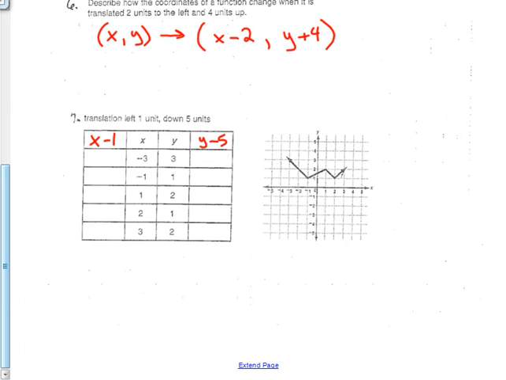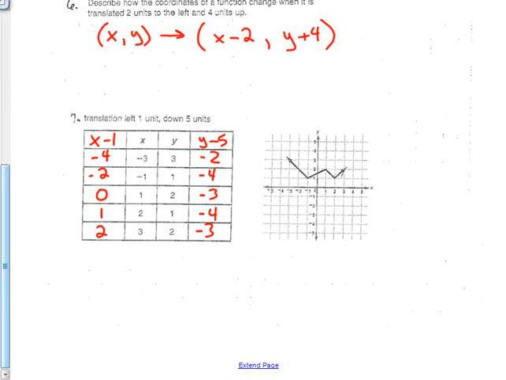So I've got -3 minus 1 is -4, -1 minus 1 is -2, 1 minus 1 is 0, 2 minus 1 is 1, 3 minus 1 is 2. Then I'm taking the y's and I'm subtracting 5. So 3 minus 5 is -2, 1 minus 5 is -4, 2 minus 5 is -3, 1 minus 5 still is -4, and 2 minus 5 still is -3.